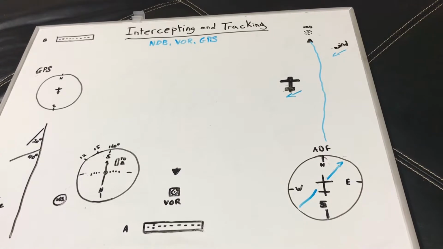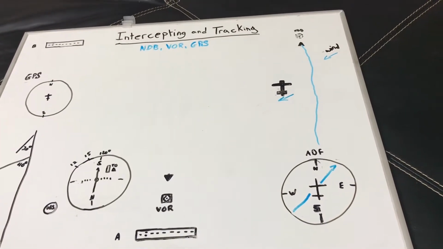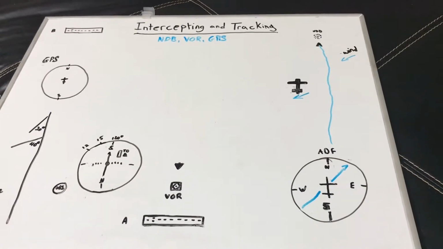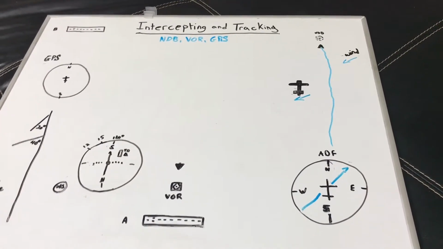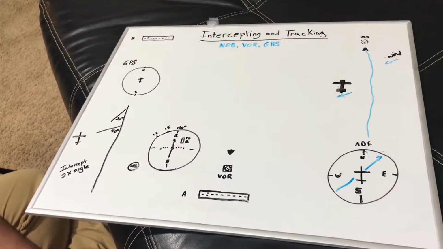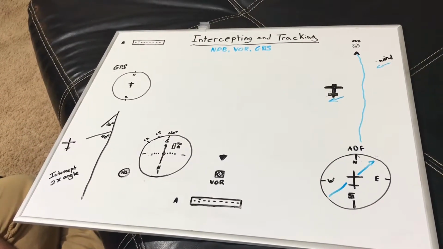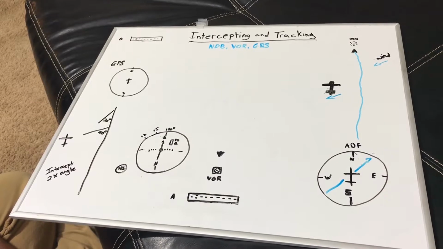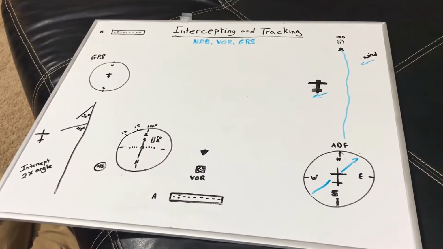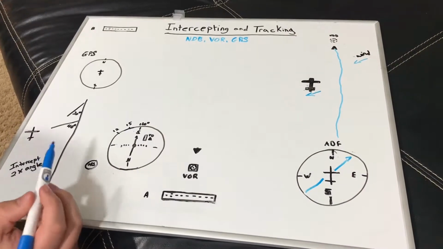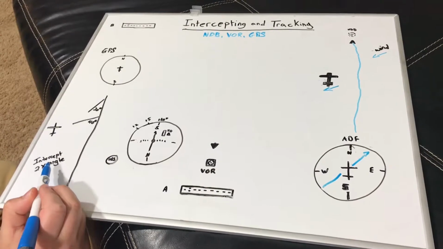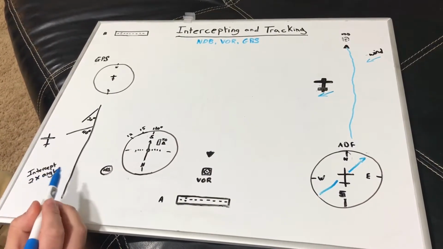Intercepting on an ADF is going to require turning the course knob to the desired heading and bearing in accordance with the station. And in order to intercept, you're going to want to find the deflection between your desired course and your aircraft. So for example, we're going to use the general rule where you take your intercept and multiply it times 2.